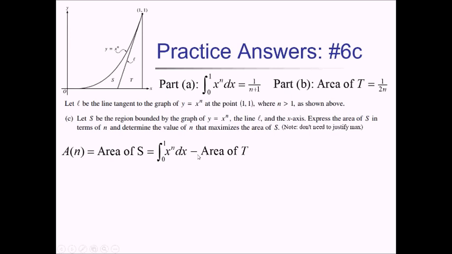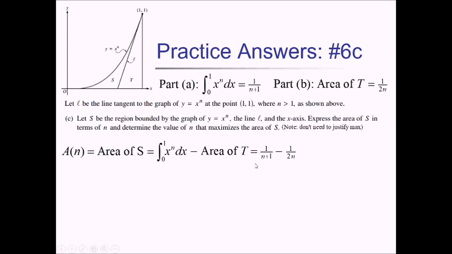Now the reason I'm doing it this way is, well, if you look up here, I actually already know both of these things. This integral is just 1 over n plus 1. The area of t is just 1 over 2n. And now I actually have the area of S expressed in terms of n, which is exactly what they asked me to do. So I'm going to keep going with this because I now need to figure out the value of n that maximizes the area of S, but I've already done part of the problem, so we're already halfway there.